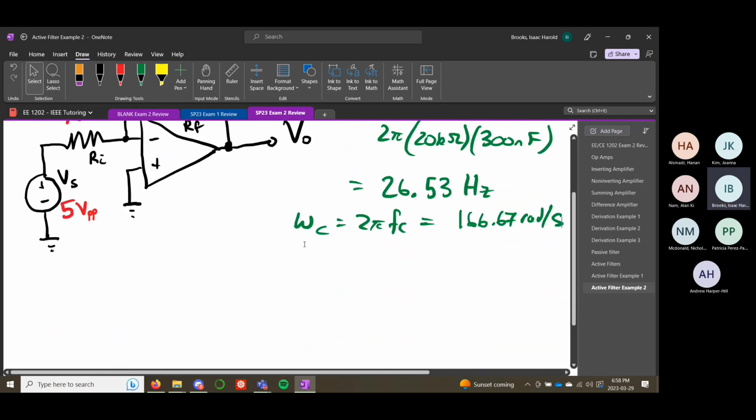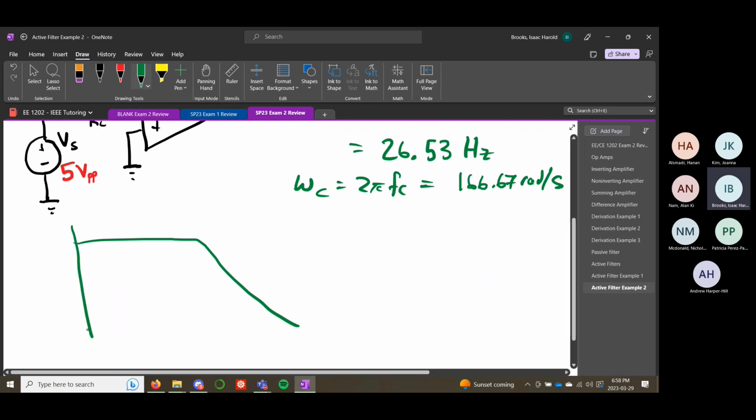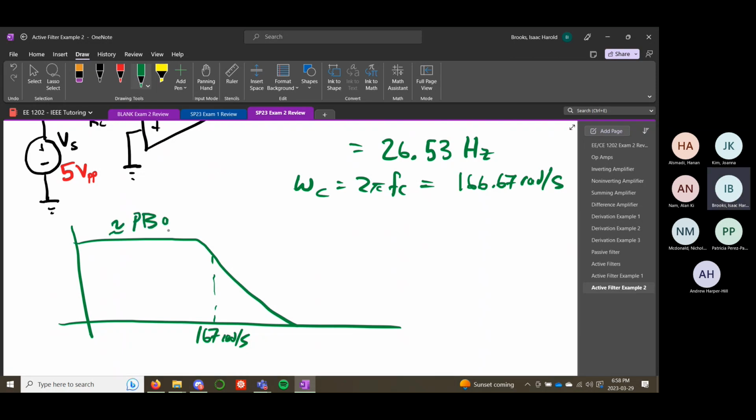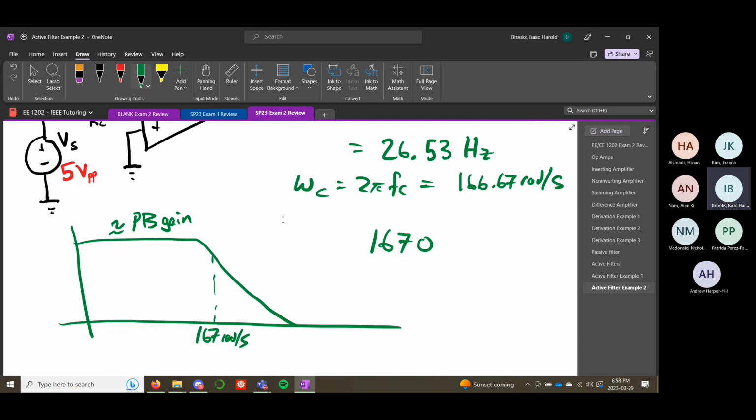Okay, and we don't have a frequency given, but if this is a low pass filter, a low pass filter looks something like that. And our cutoff frequency is 167 radians per second. So anything less than that, we could approximate it and say that it is our passband gain. Anything bigger than that, if it was an order of magnitude bigger, like 1670, it would be our passband gain in decibels minus 20.